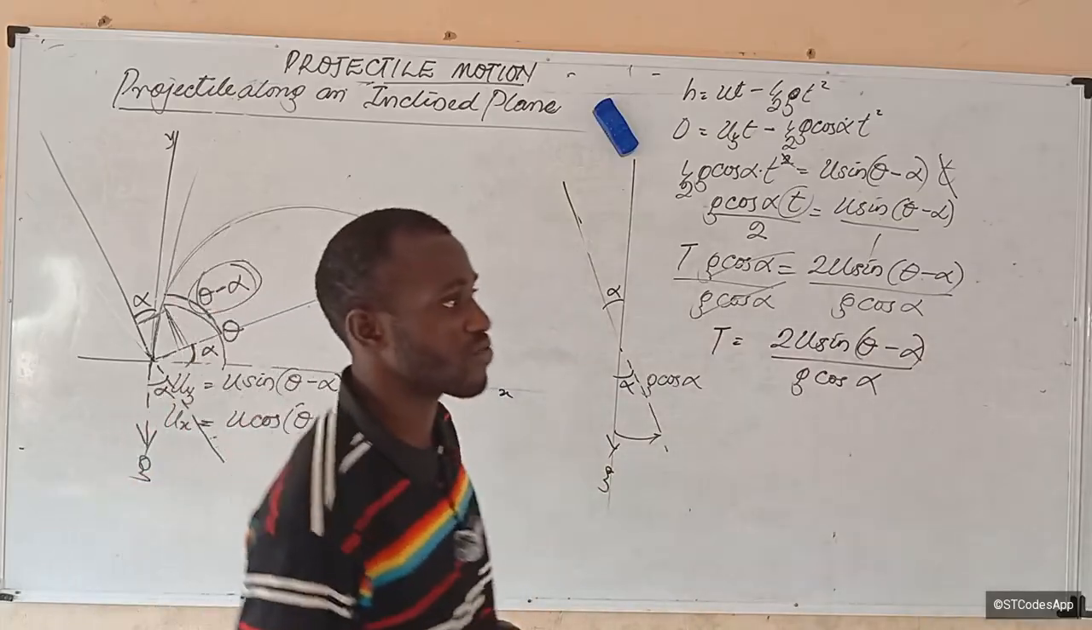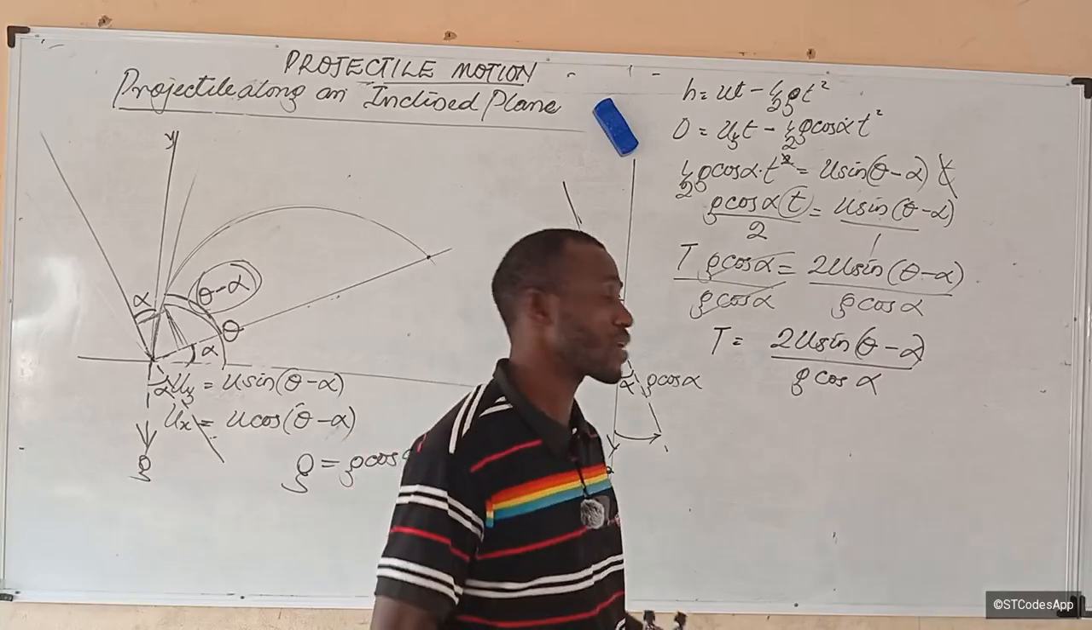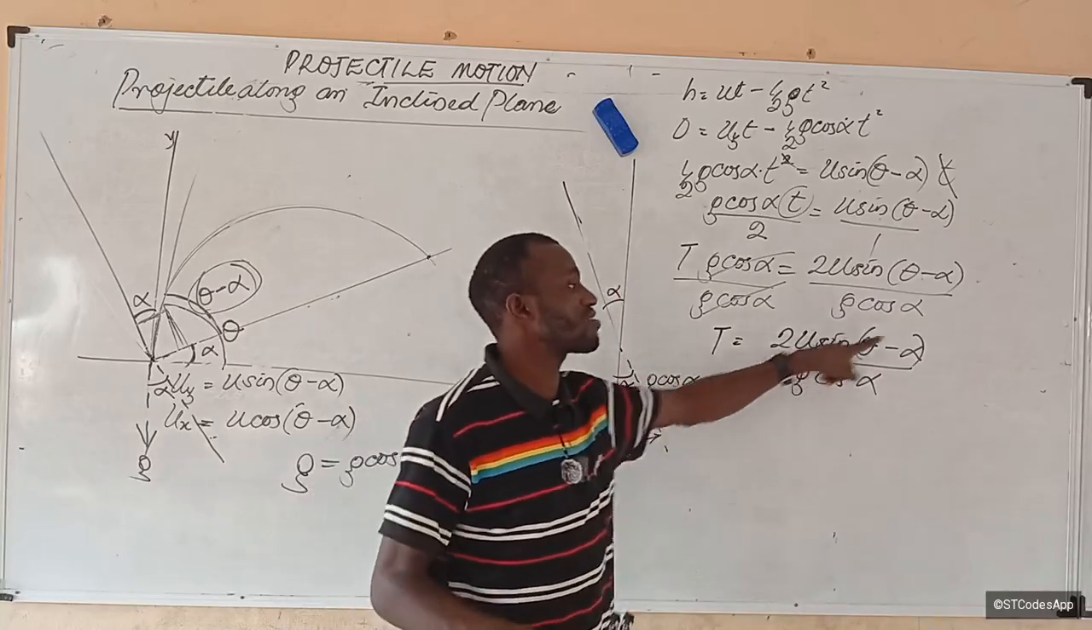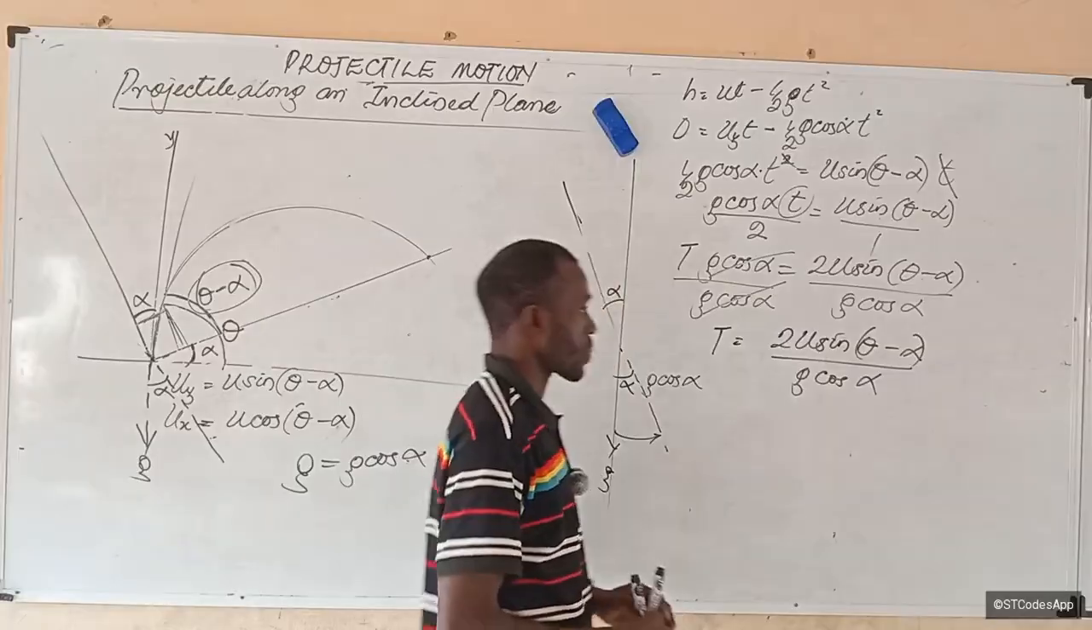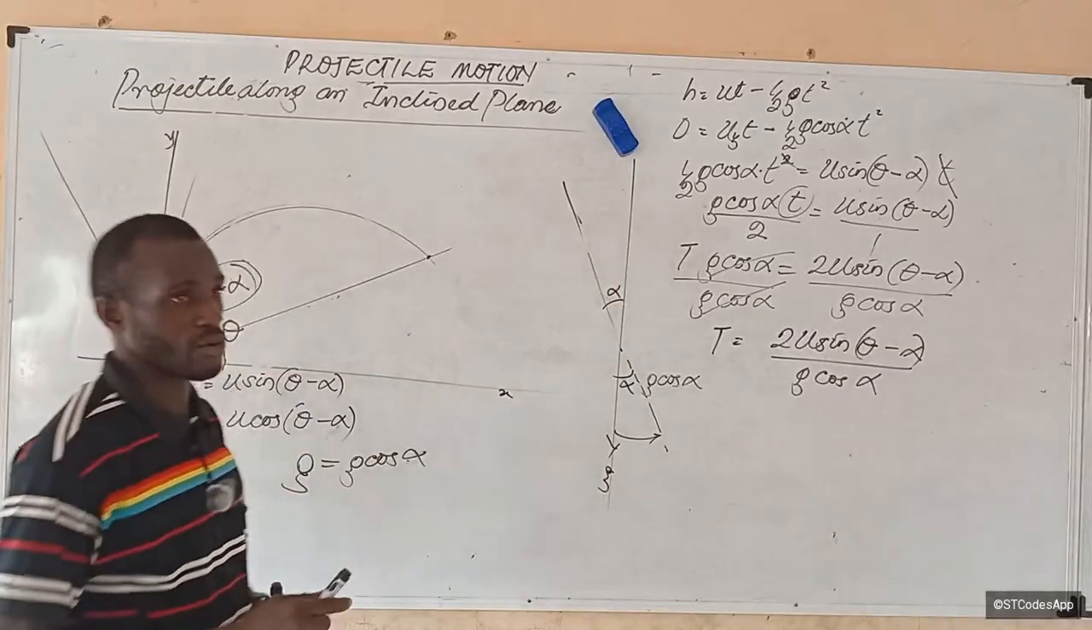So what do you notice? Compare it to the former equation, which says 2u sine theta over g. You see that it's just this alpha factor that is changing. Do you see that? Let's verify it in other equations too.